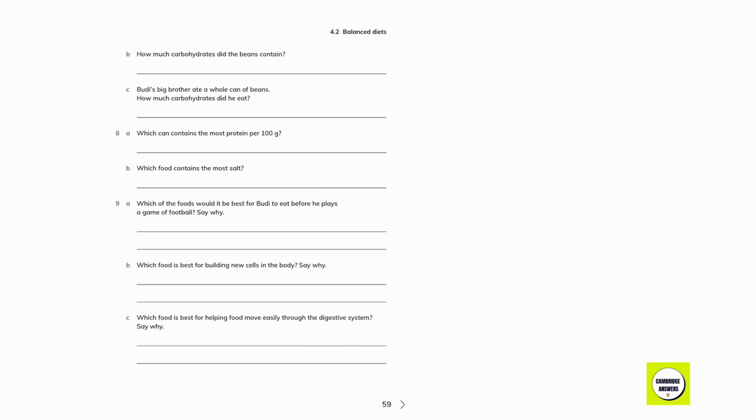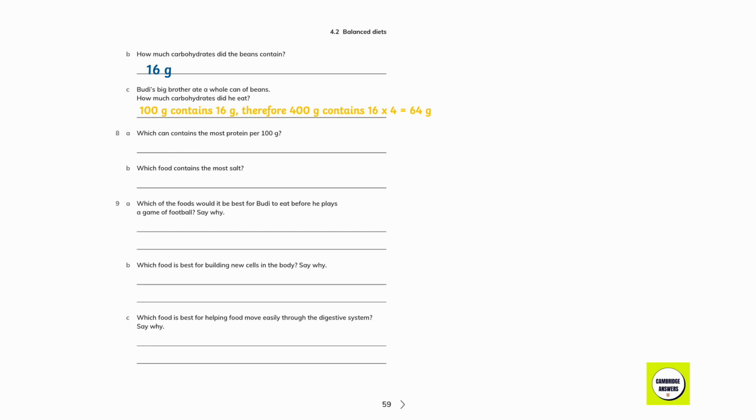B. How much carbohydrates did the beans contain? 16 grams. Beauty's big brother ate a whole can of beans. How much carbohydrates did he eat? 100 grams contain 16 grams. Therefore, 400 grams contain 16 multiplied by 4, 64 grams.